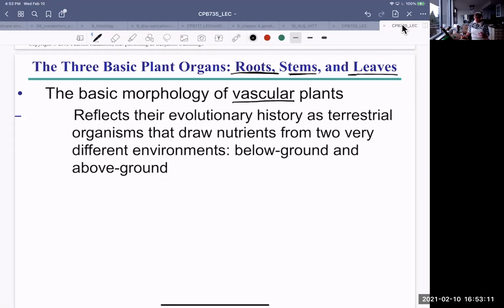Mosses are the first land plant, still tied to water. Mosses can't reproduce without water, and they don't have veins. So you notice mosses don't grow very large, but other plants do. They're called vascular plants. They're terrestrial. And what's interesting is that they get nutrients from two very different environments, below ground and above ground.